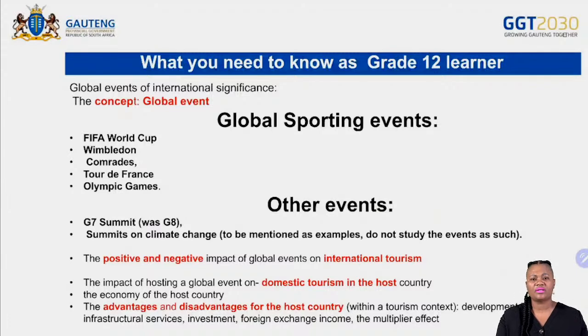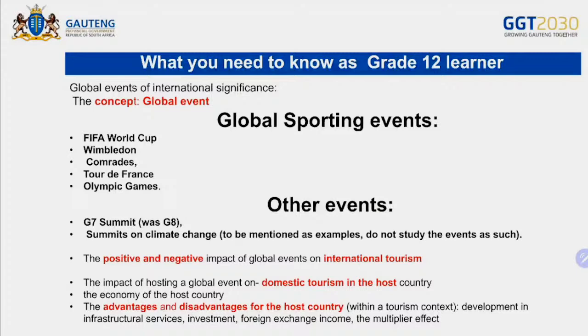You also need to know about the positive and negative impact of global events on international tourism. You also need to know the impact of a global event on domestic tourism in the host country and also on the economy of the host country. You need to know the advantages and disadvantages for the host country within a tourism context, meaning that your answers need to be related in terms of tourism, and you also need to know about development in infrastructural services, investment, foreign exchange income, and multiplier effects.